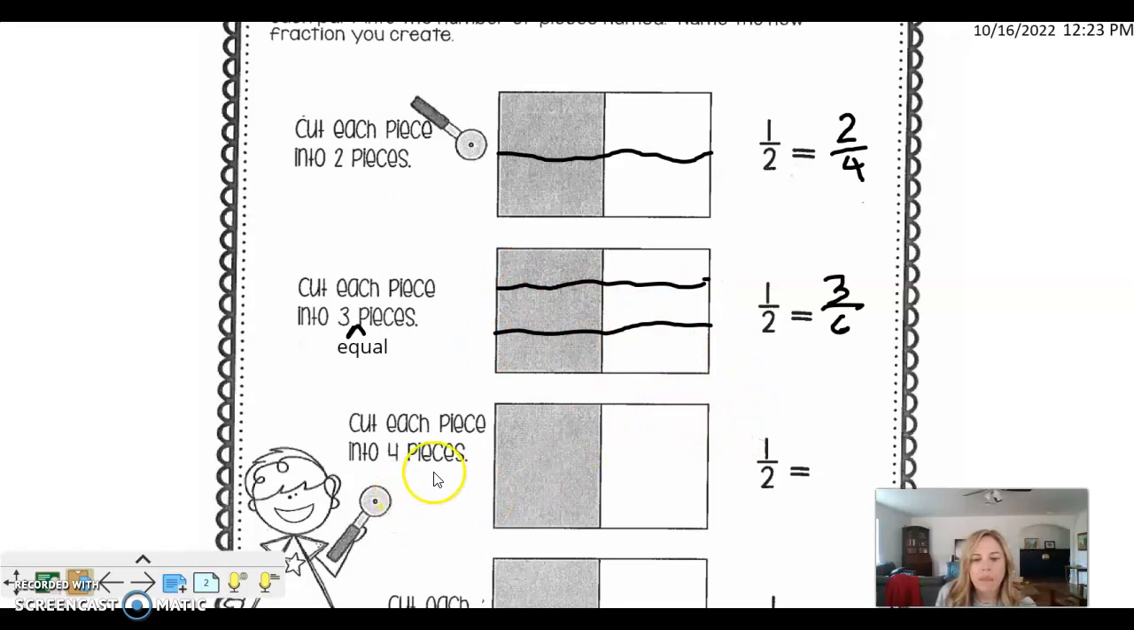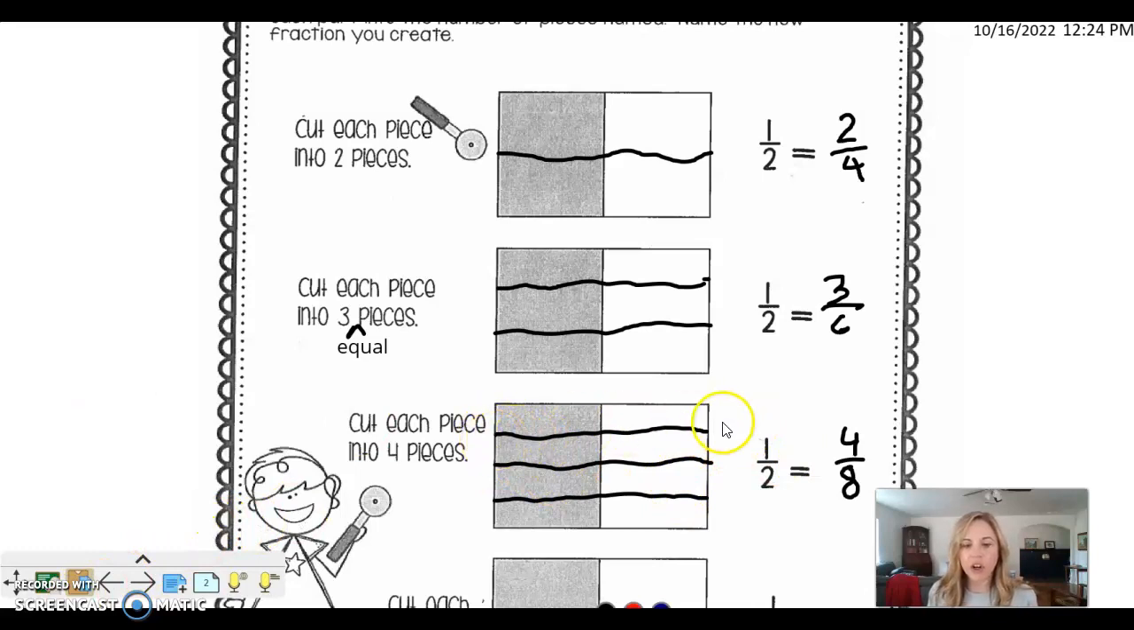Okay, I want you to pause the video and I want you to cut each piece. I want you to start here where you will cut each piece into 4 equal pieces and give me a fraction. And start it up when everyone is done. And let's see if you have the same fraction that I do.